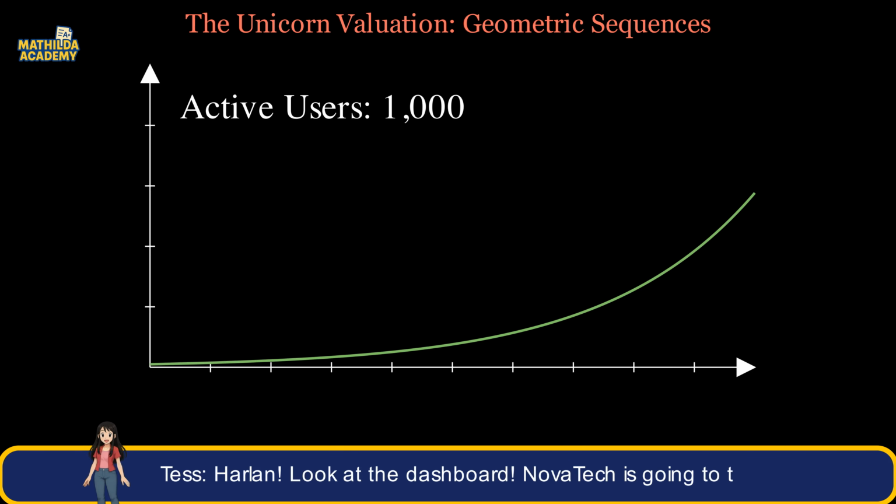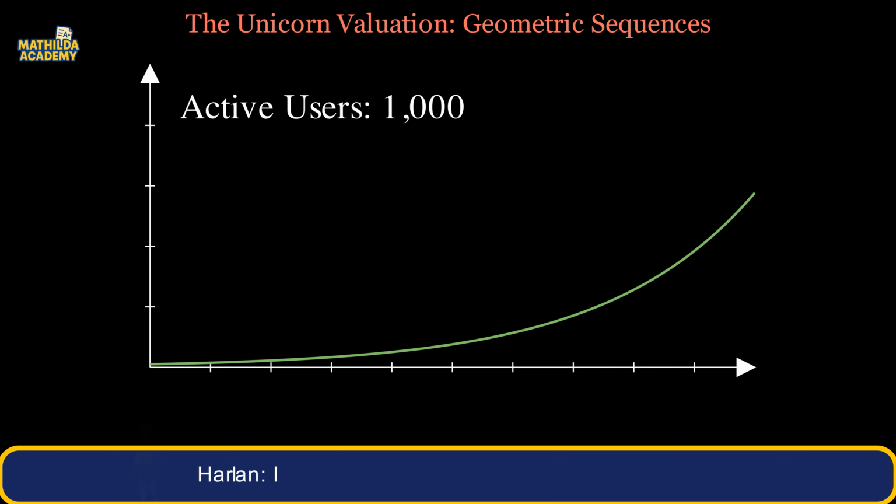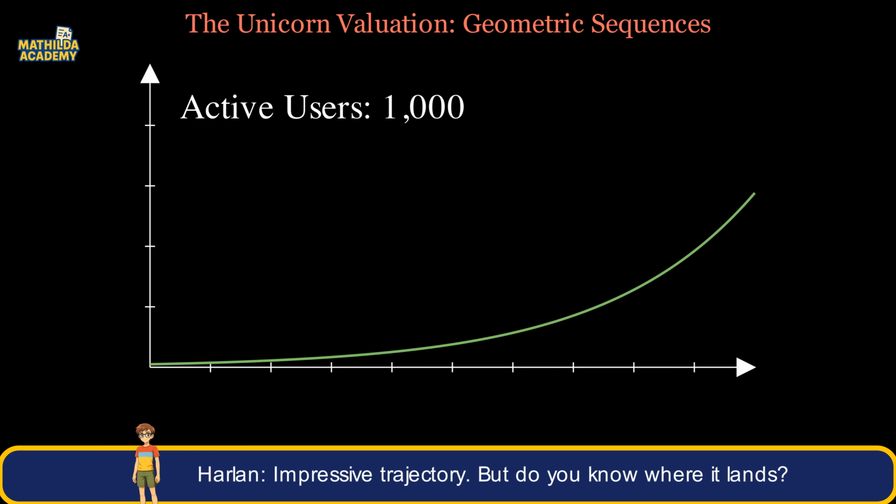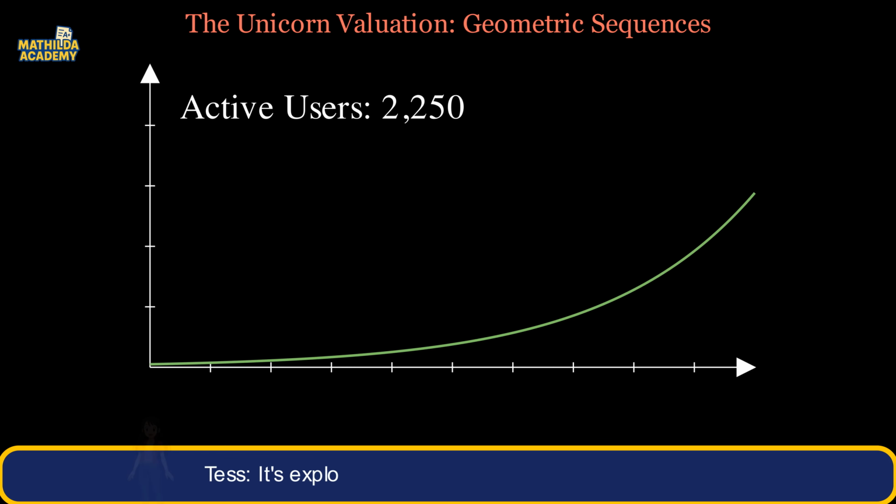Harlan, look at the dashboard. Novatech is going to the moon. Impressive trajectory. But do you know where it lands? It's exploding. We'll have 1 million users soon.